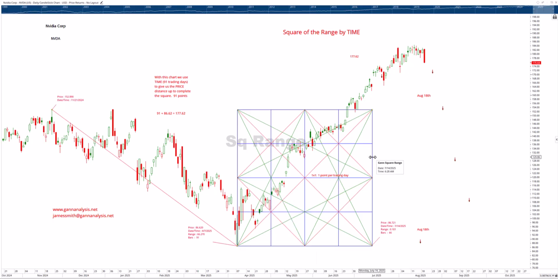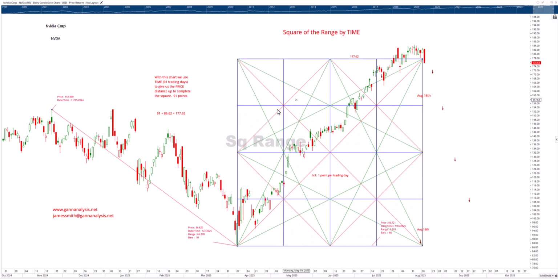We just did it by price. How do you do it by time? Well, the squaring style here is set to price, but we can change that to time. And what I really like about this is that if you take that range in time, which would be 91 trading days, and you add it to the base, the base would be 86.62. That's the bottom as of April 7th, 2025. You're adding 91 to that to get 177.62, which is the top of the square.